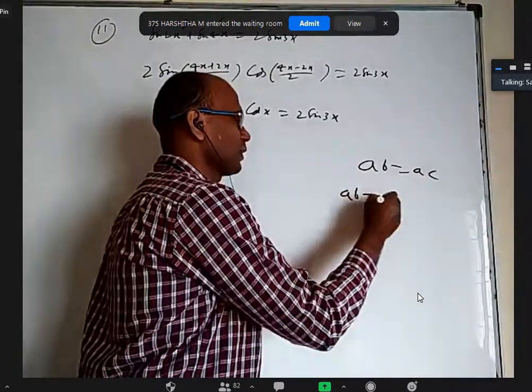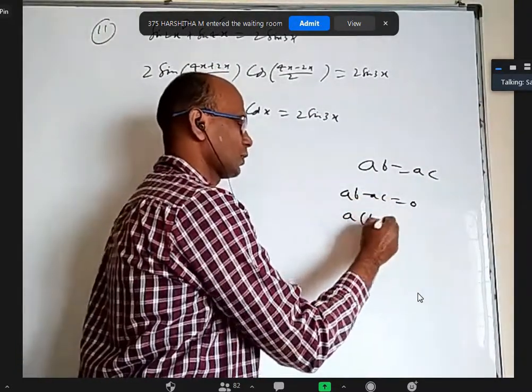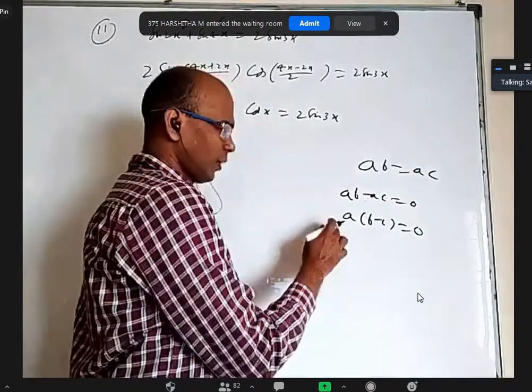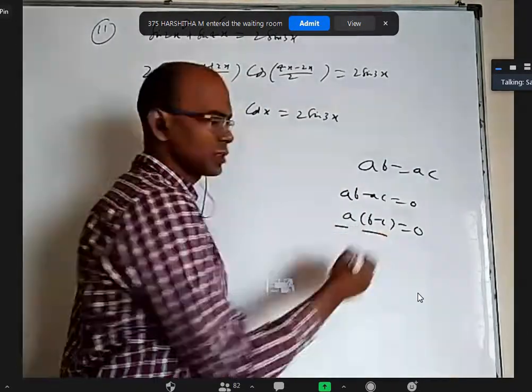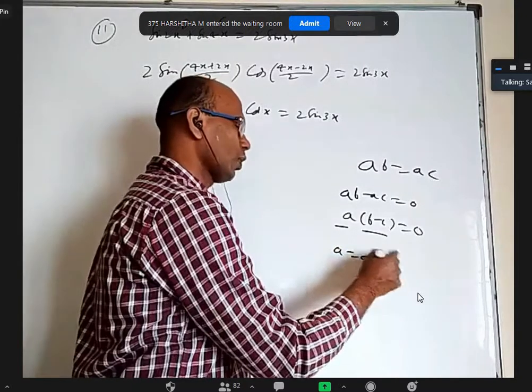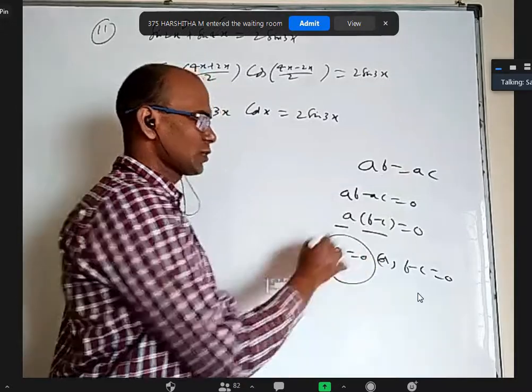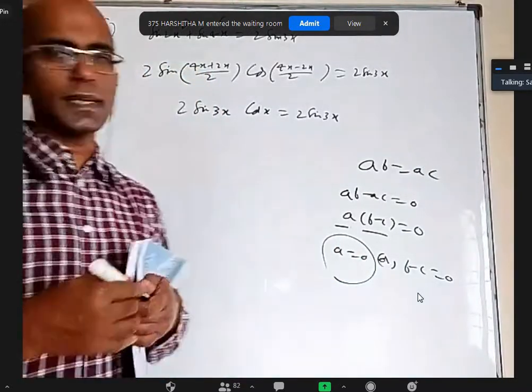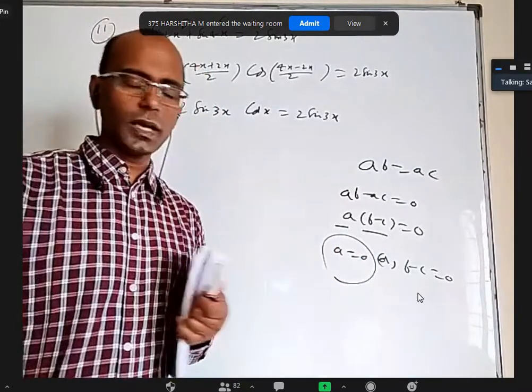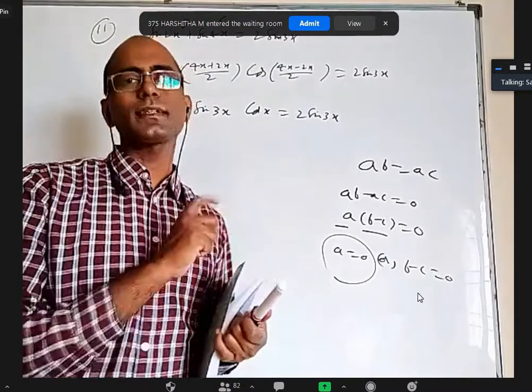You will get AB minus AC equal to 0. When you take A common, you will get A times (B minus C) equal to 0. When the product of two things is 0, either this is 0 or this is 0, so you will get A equal to 0 or B minus C equal to 0. So by cancelling A, this solution will be missed. So don't ever cancel anything. If you want to cancel, you bring RHS to LHS and take what you want to cancel as common. All right.